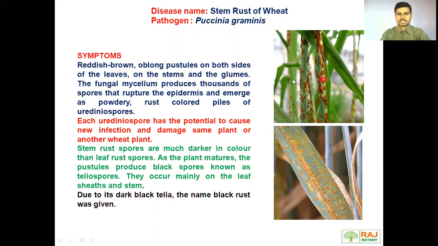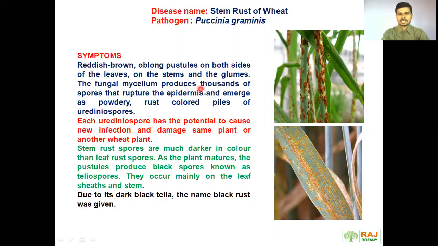In the figure, we can see the symptom. Reddish brownish spots develop on the stem as well as the leaf portion. These are oblong pustules on both the abaxial as well as adaxial side of the leaf, on the stem, and on the glume portion of the leaf.